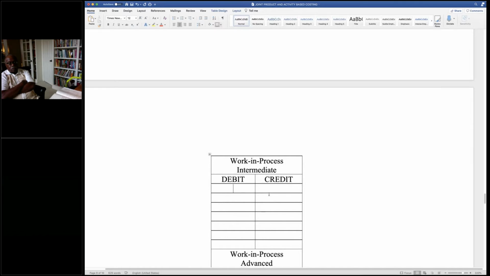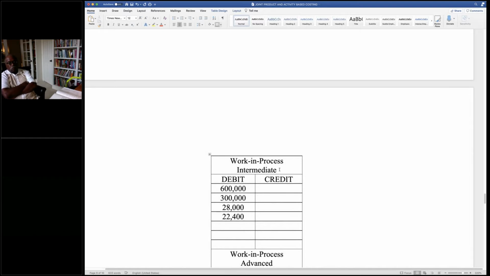Okay, and we're going to go ahead and input the transfers of materials and the actual manufacturing overhead and the actual labor hours that we paid the workers. So 600,000 for the ink, 300,000 for the paper, 2,800 for the amount we paid the workers, and then 22,400 for the actual manufacturing overhead for the intermediate book.